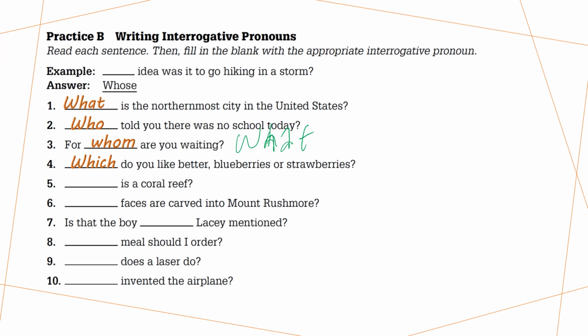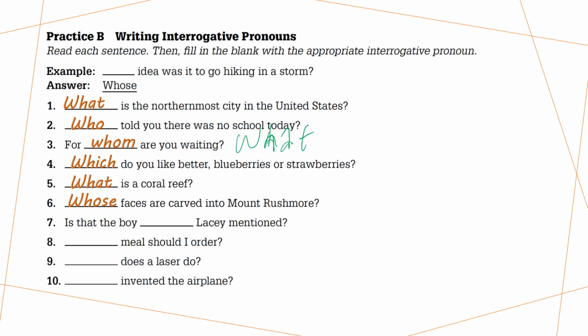Okay, number five, is a coral reef. So what is a coral reef? I don't know. What is it? Asking for information in general. Number six, faces are carved into Mount Rushmore. So I would like to know those faces they belong to whom. So I'm going to say whose faces. Whose faces are carved into Mount Rushmore.